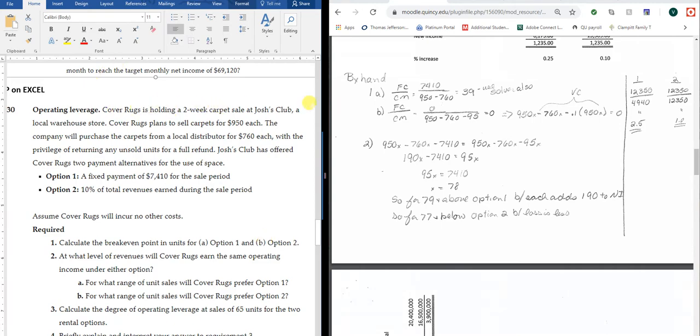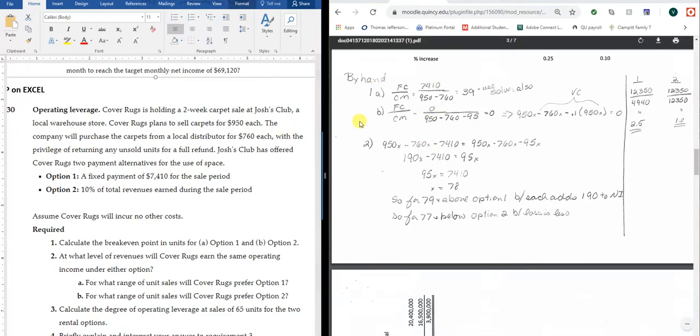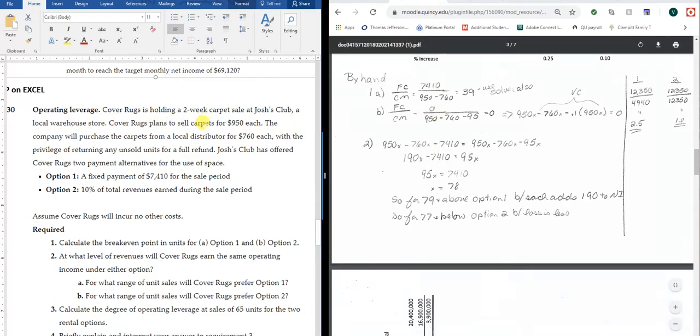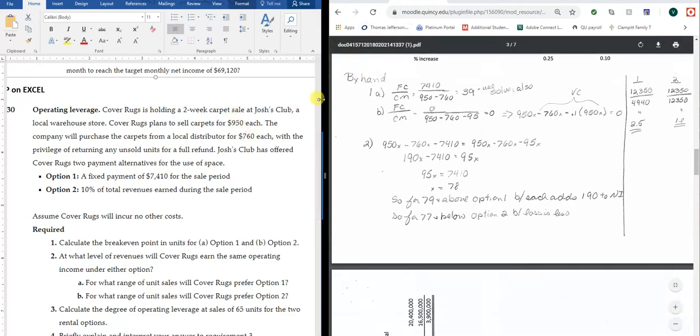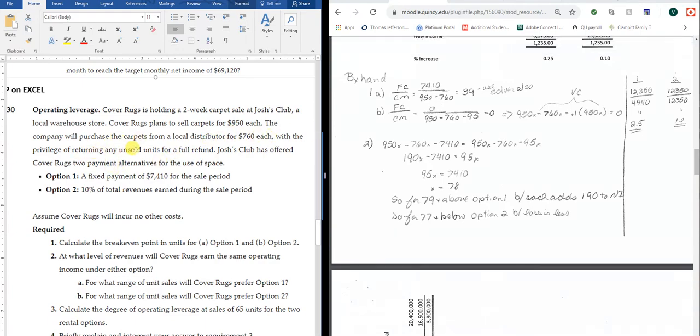So again, let's get some information down. I don't have it over here, so you go ahead and write it down. They plan to sell carpets for $950 each, so $950 is my selling price. The company will purchase the carpets for $760 each, so that's my variable cost: selling price, variable cost. Actually write it on your piece of paper. With the privilege of returning any unsold units for a full refund. So that just truly makes them variable.